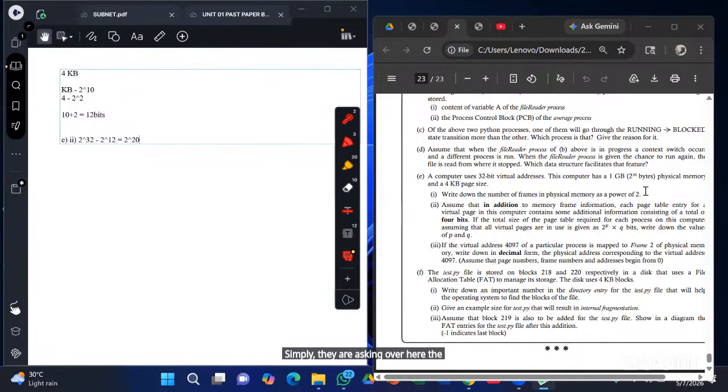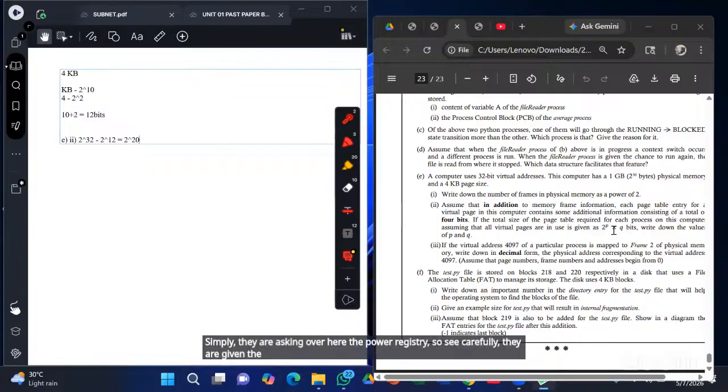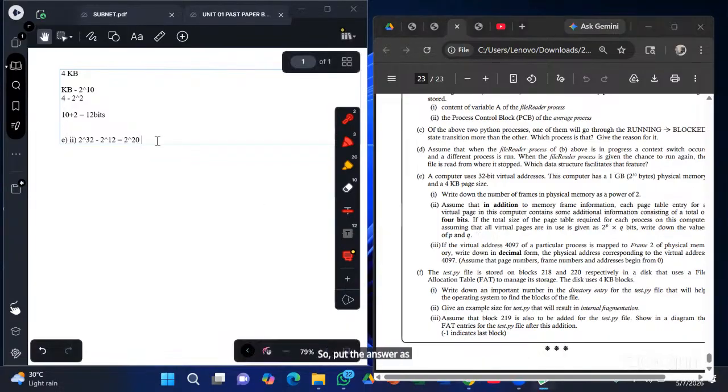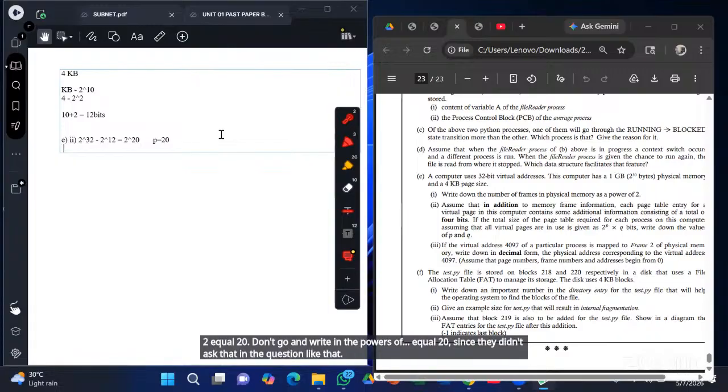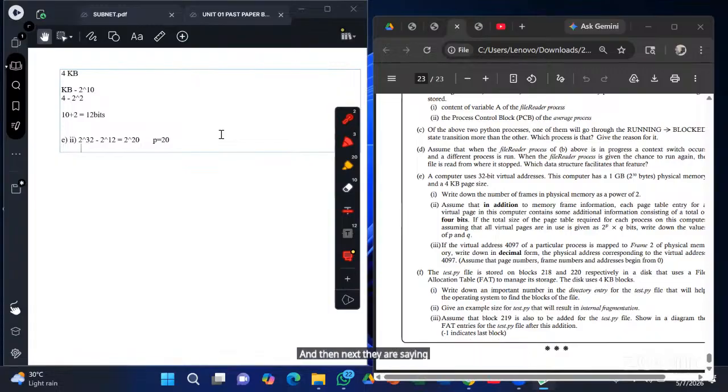See carefully, in the question they are asking for p, in 2 to the power p. They are asking only for p. They didn't say to write it with the 2. So put the answer as p equals 20. Don't go and write it in powers of 2. p equals 20, since they didn't ask for it like that in the question. And then next they are asking for q.